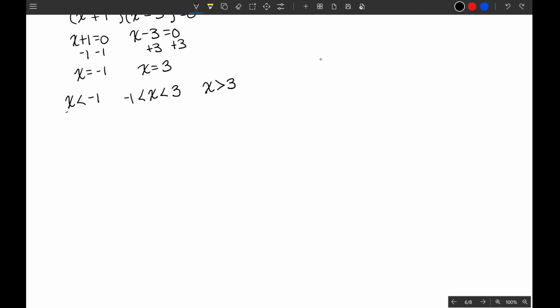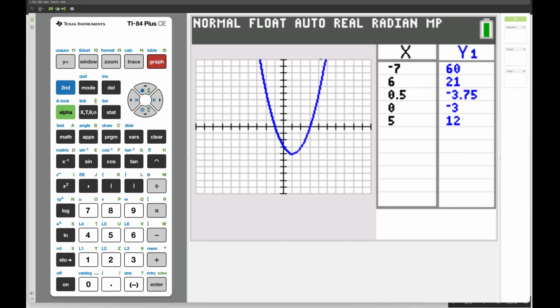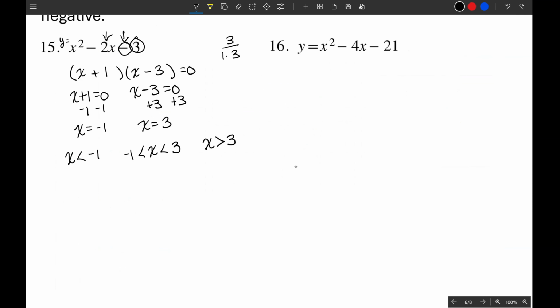So I'm going to start with the x is less than negative 1. That's to the left of the negative 1. Now, if I'm looking at this visually, if I look to the left, I can see that this is above the x-axis, so it's positive there. Same thing on this side. When it's bigger than 3, it's above the x-axis, and when it's between negative 1 and 3, we are below. So I have 3 sections.